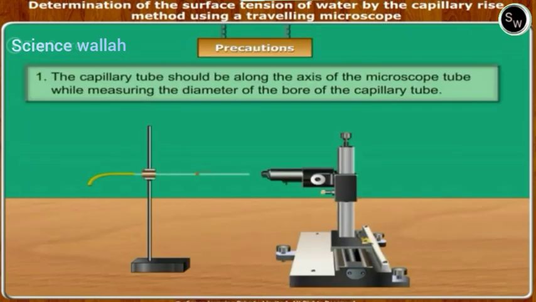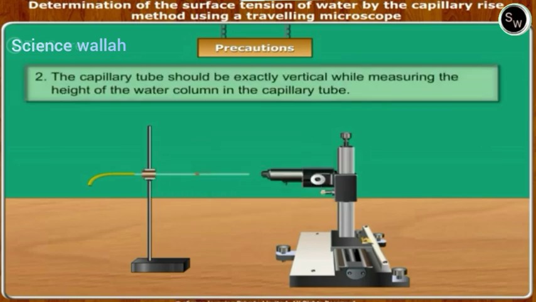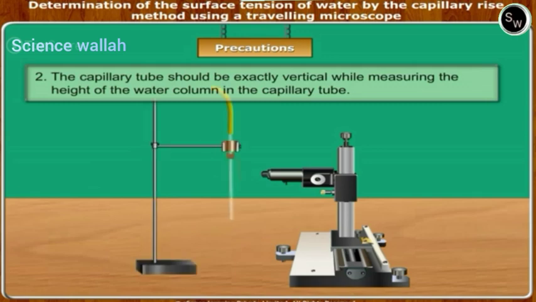Precautions: 1. The capillary tube should be along the axis of the microscope tube while measuring the diameter of the bore of the capillary tube. 2. The capillary tube should be exactly vertical while measuring the height of the water column in the capillary tube.